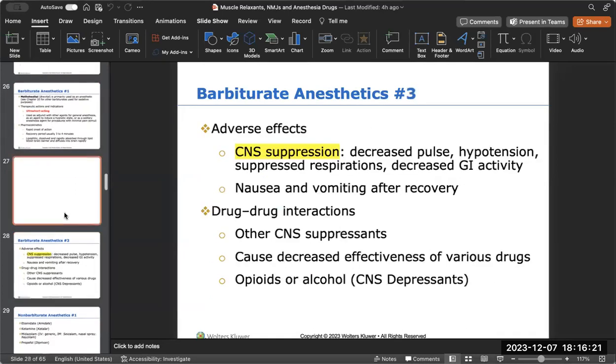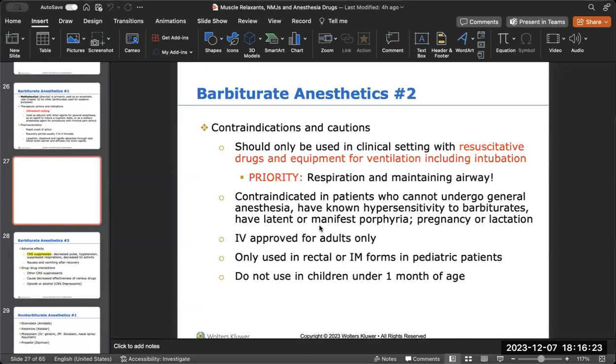So I don't know why this slide is blurry, but here's the problem. These are CNS depressants. So for all of these anesthetic drugs, especially these general anesthetics, you need to have resuscitative drugs and equipment on standby. They need to be at the bedside, okay? Because they can have CNS depression that gets too bad and they can lose all airway function, okay? So our priority is maintaining airway.